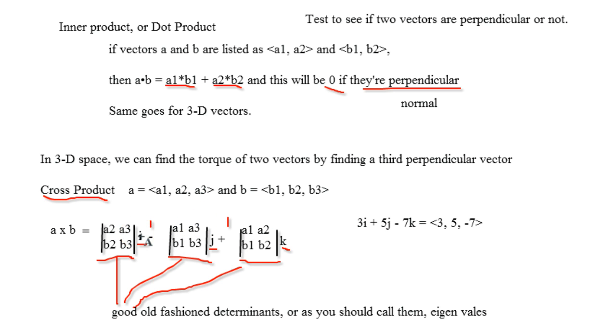That's pretty much it for cross product and inner product. Just remember, the inner product or dot product tests to see if vectors are perpendicular or not. The cross product only works with three-dimensional vectors and produces a third perpendicular vector. So cross products make perpendicular, and dot products test for perpendicularity. Dot products can be used in both two-dimensional and three-dimensional.